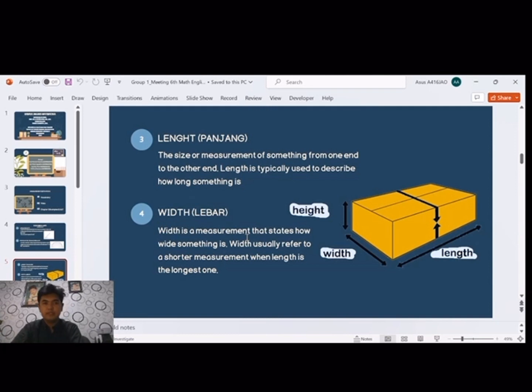Next is length, or panjang in Indonesian. Length is the size of measurement of something from one end to the other end. Length is typically used to describe how long something is. Next, width. Width is a measurement that states how wide something is. Width usually refers to a shorter measurement when length is the longest one.